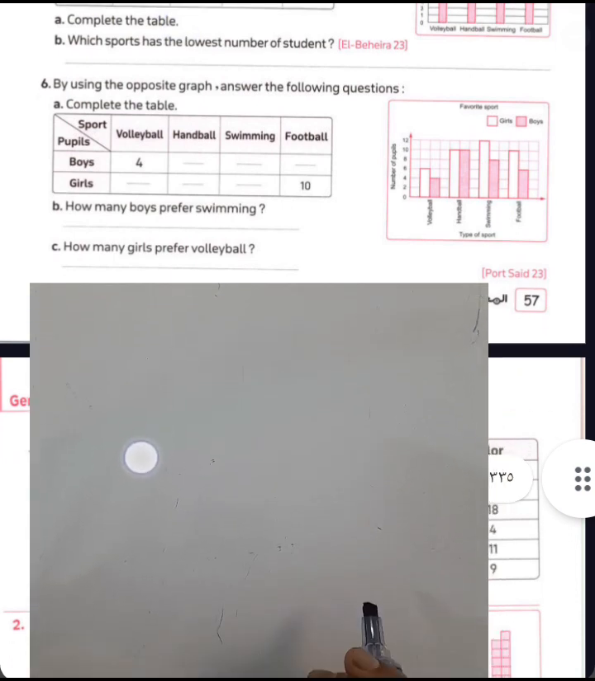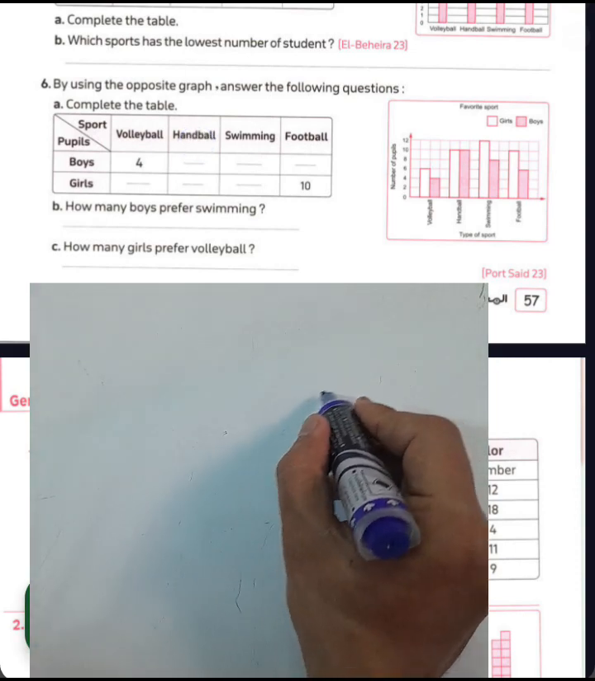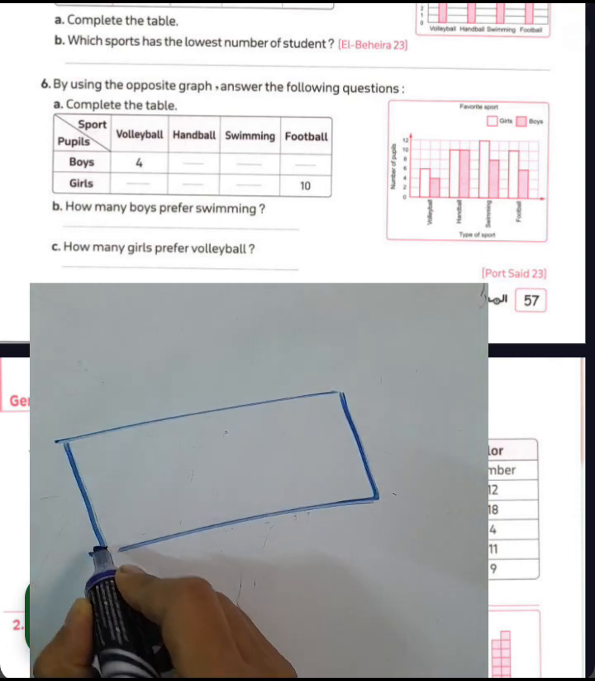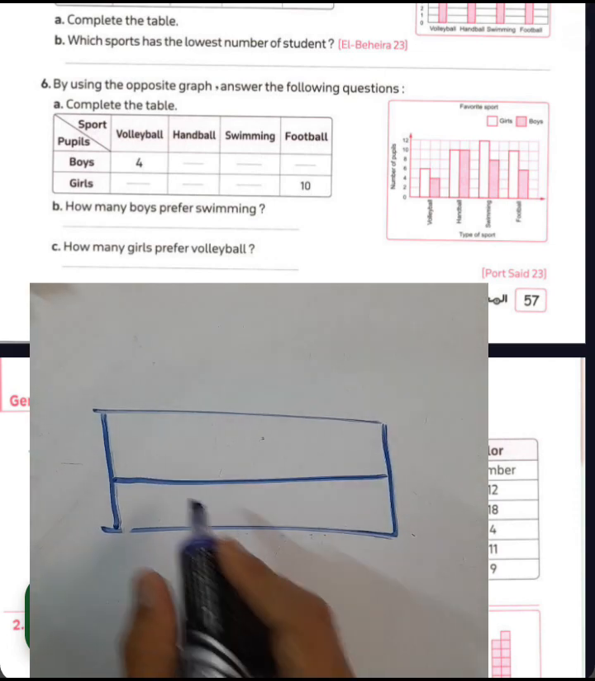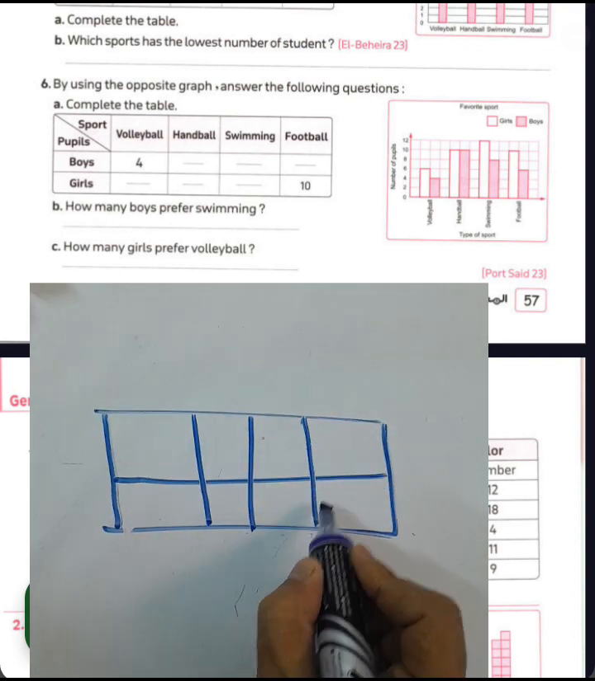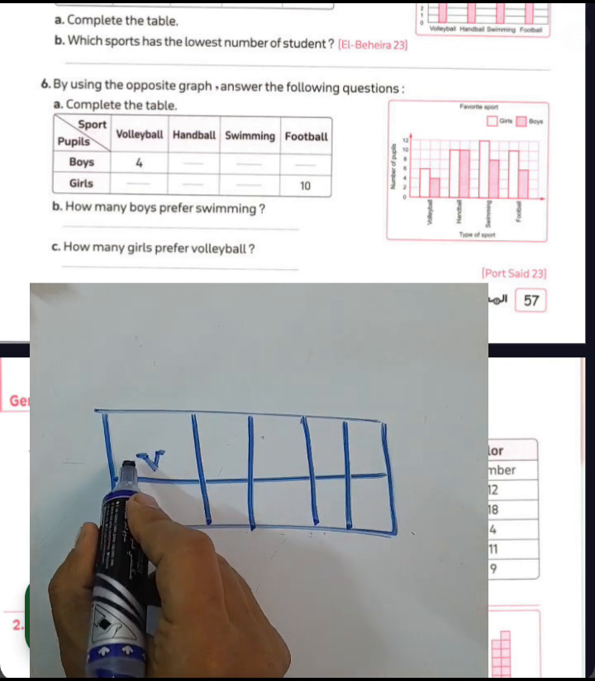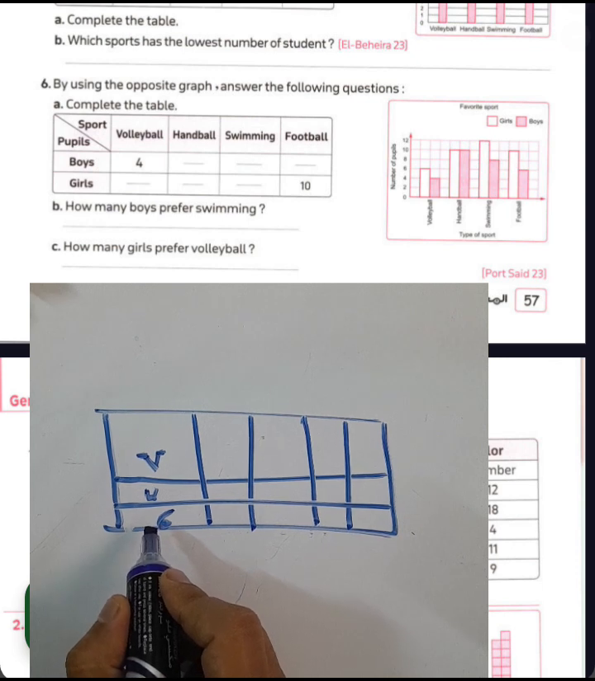Question number 6. By using the opposite graph, answer the following questions. Complete the table. We have volleyball, handball, swimming and football. I will draw the table here. And we have how many parts? 1, 2, 3, 4, 5. Volleyball 4, and we can count 6 from the graph.